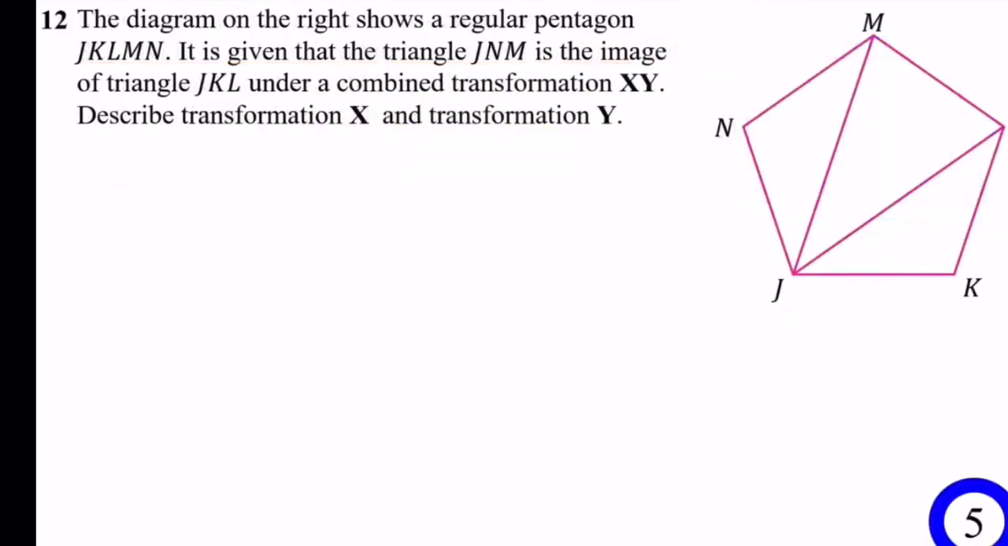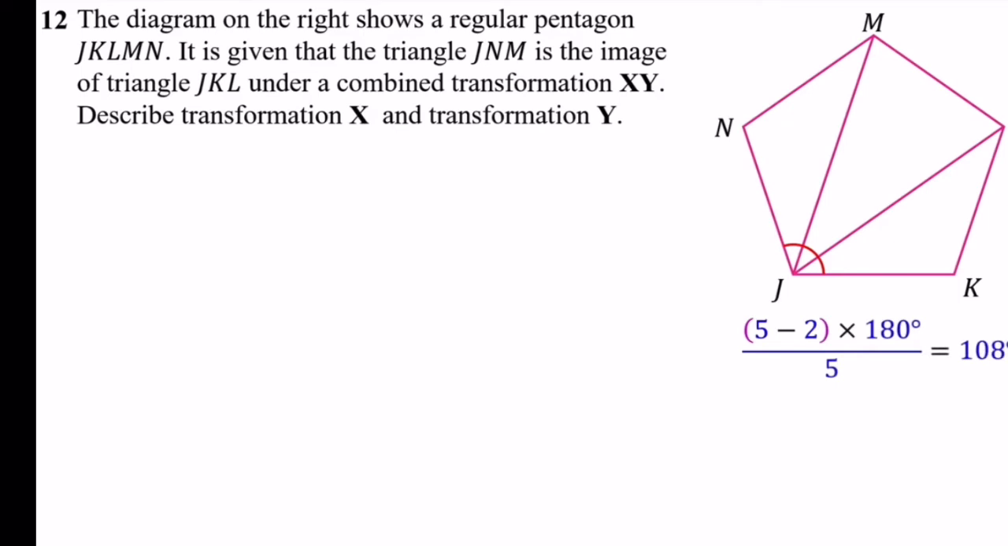Okay, last question. You are given a regular pentagon, JKLMN, and the triangle JNM is an image of the triangle JKL. That means JKL is the object of the combined transformation XY. For a regular pentagon, we know that the total internal angle is (n minus 2) times 180 degrees, which is 108 degrees for each angle. So we have to find the angle for one of the parts, given as 36 degrees, 108 divided by 3.